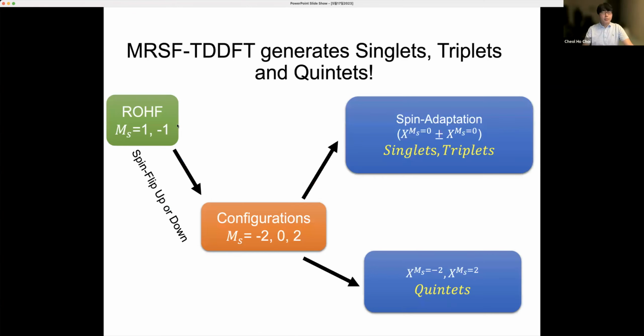So basically the scheme looks like this. You start with RHF M_S plus 1 and minus 1 references, and you apply spin-up and spin-down single excitations that will generate M_S = 0 configurations. We take the M_S = 0 and externally contract them, meaning that we impose spin adaptation to get singlets and triplets. By doing this, we eliminate spin contamination almost entirely. And then there are also the remaining 2n minus 1 that you can use to generate quintets.